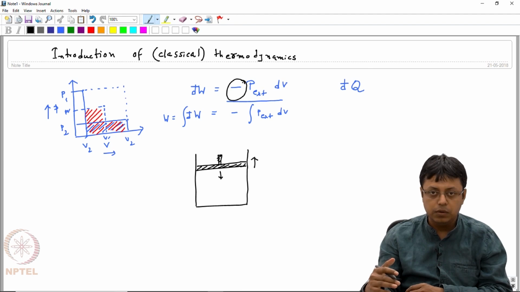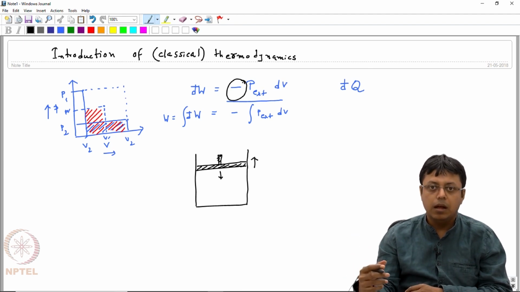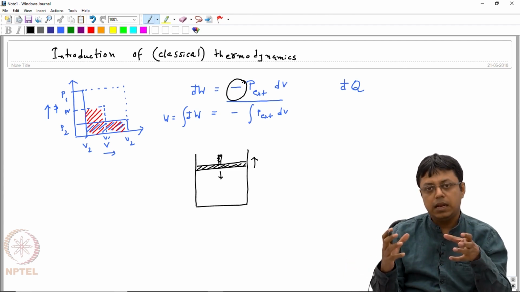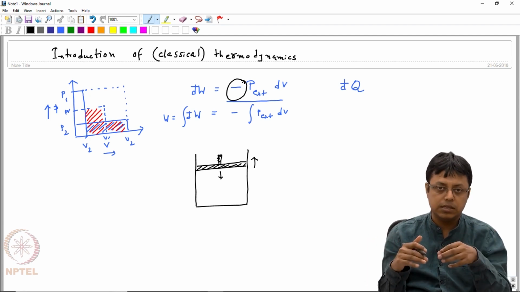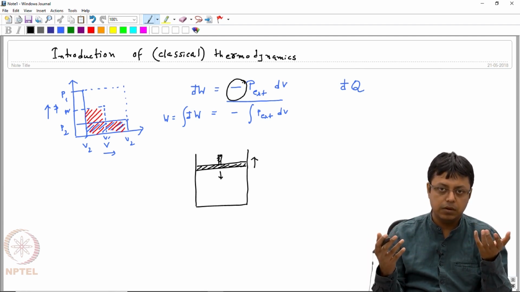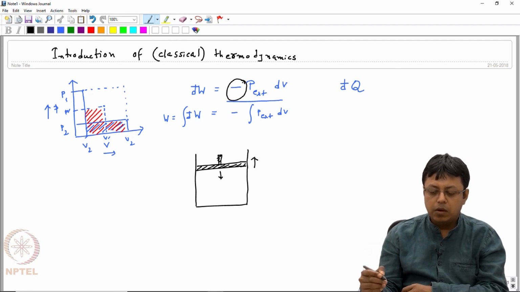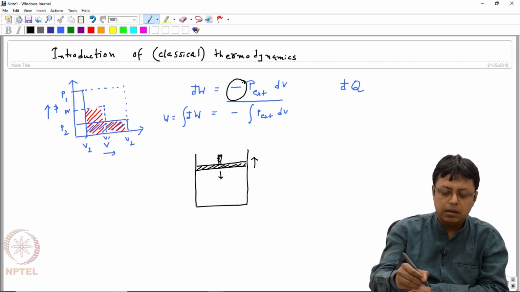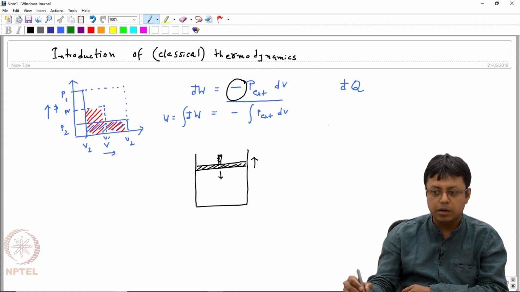Similarly, heat flown into the system from the surrounding is a positive quantity, but if heat is released from the system and goes into the surrounding, that's a negative quantity. So any energy input, either in form of work or heat, if it is flown into the system, it's positive, and if it is flown out of the system into the surrounding, that we take to be negative.